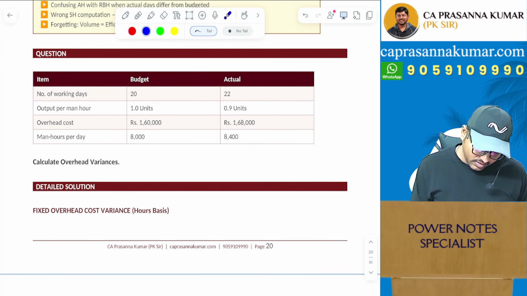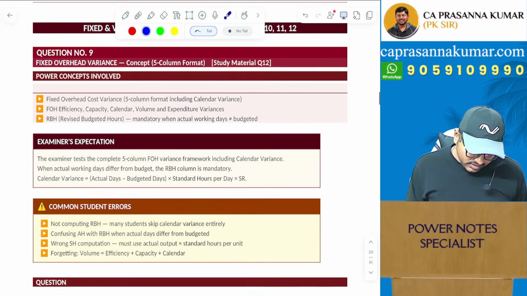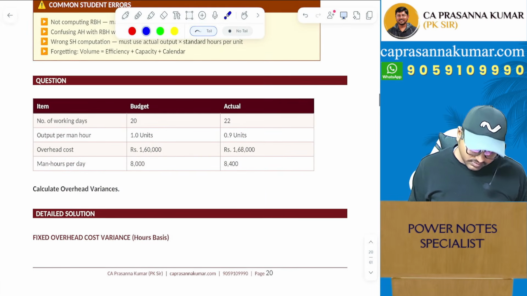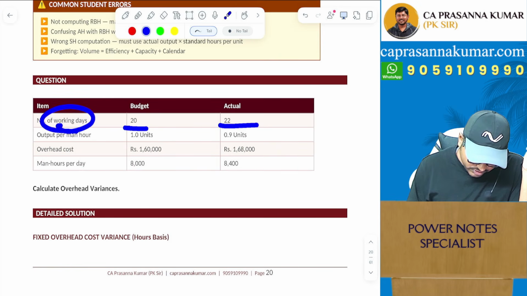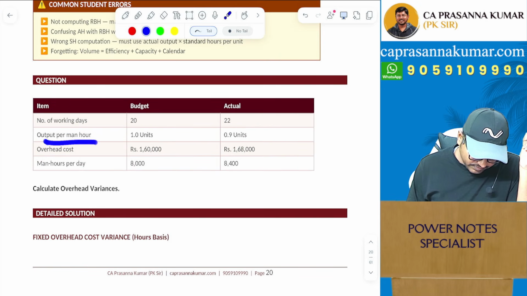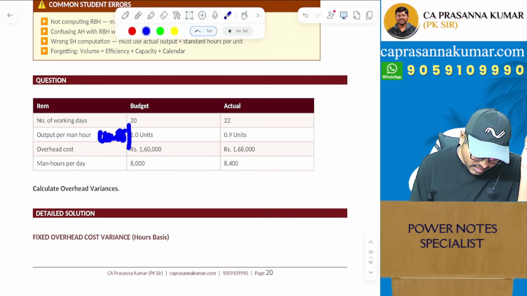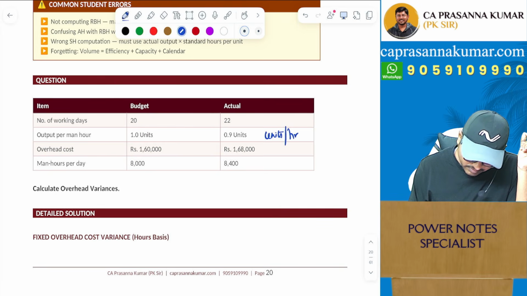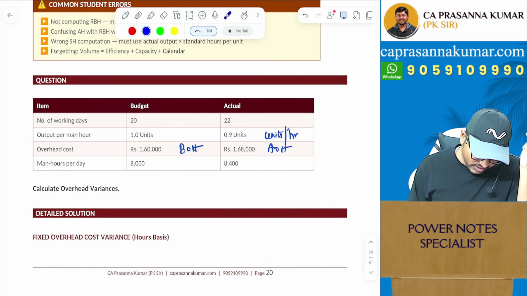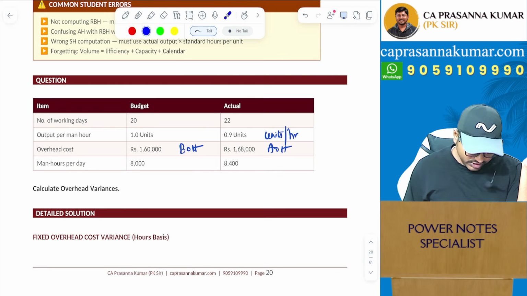Now, this is actually your CMA study material question. See here. Number of working days, budget and actual is given. Output per man hour means units per hour. Number of units per hour is given. 1 unit, 0.9 units per hour. Overhead cost is given, budget and actual. So these are budgeted overheads and the actual overheads. He's not talking about whether this is fixed overhead or variable. Not talking about that. Just overhead variances.